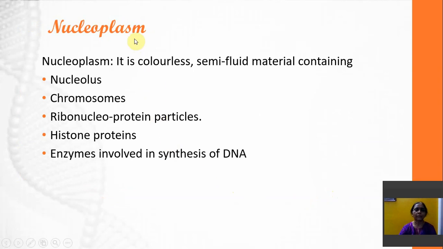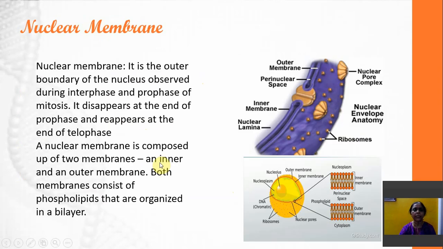What is nucleoplasm? It is colorless semi-fluid material which contains nucleolus, chromosomes, ribonucleoprotein particles, histone proteins and all the enzymes involved in the synthesis of DNA. What is nuclear membrane? It is the outer boundary of the nucleus observed during interphase and prophase of mitosis. It disappears at the end of prophase and reappears at the end of telophase.